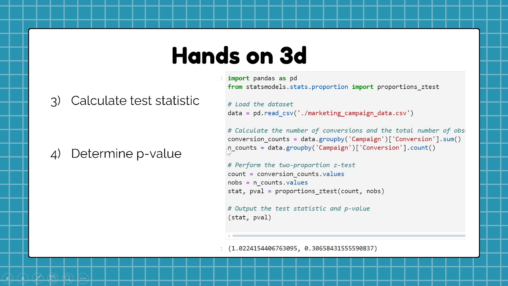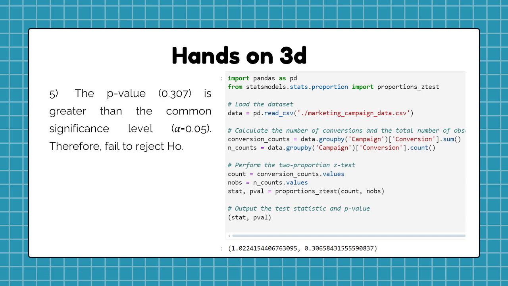Once we compute the test statistic, we then compare with the p-value. The test statistic is 1.0224, and the p-value is 0.30658. So the next step is to do the comparison.